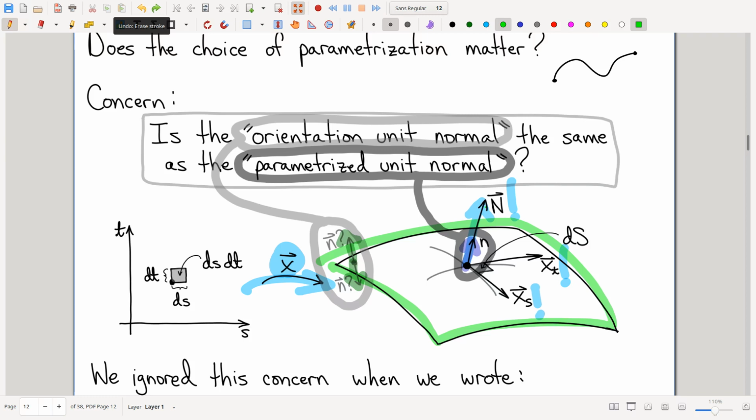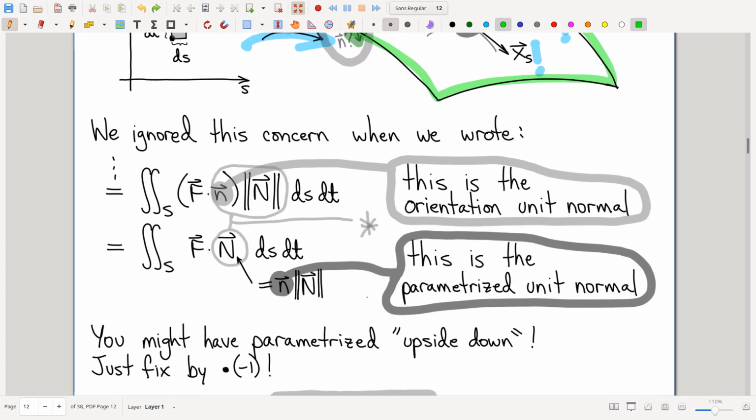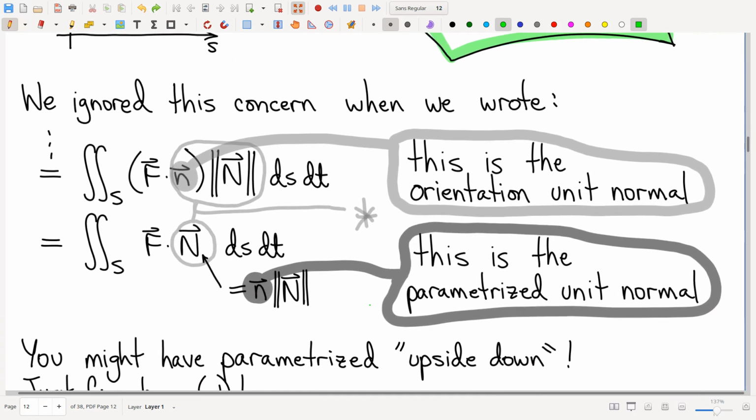So this is the resolution of my math crime. A reminder, copying from the previous page, this is the math crime. I put this asterisk over here: crime to be revealed later.